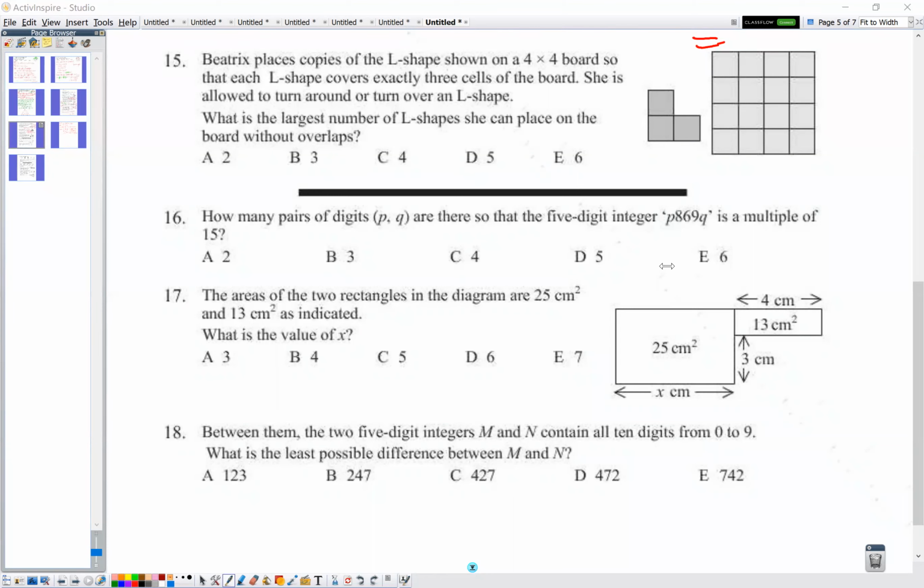Mainly, we have two different answers. Some answers are C, some answers are D. So do you think this is C or D? First, look at what the question talks about. The question says we have an L shape on a 4x4 board that covers exactly 3 cells. He is allowed to turn around or turn over the L shape. What's the largest number of L shapes he can place on the board without overlap?